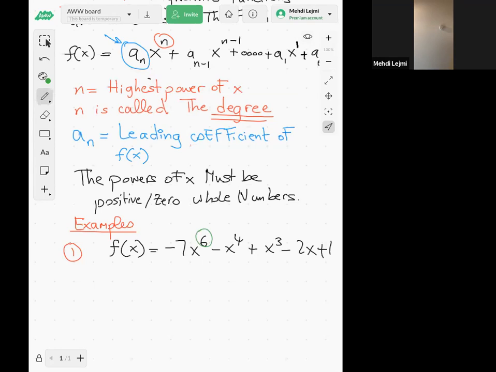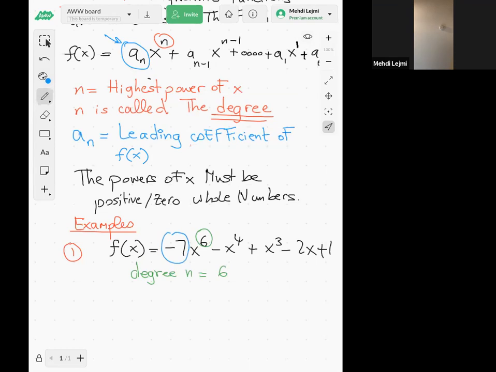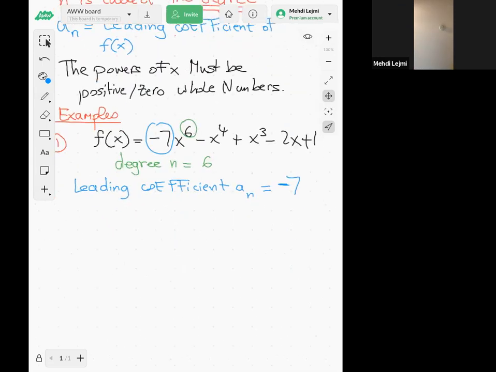So my degree n is equal to 6, and my leading coefficient, that's the coefficient in front of x to the power 6, a subscript n, is negative 7. Okay. Of course, guys, sometimes the highest power of x doesn't have to be the first term.